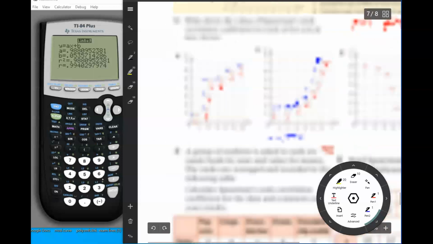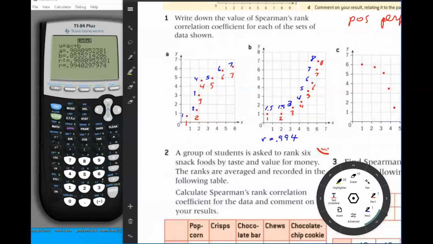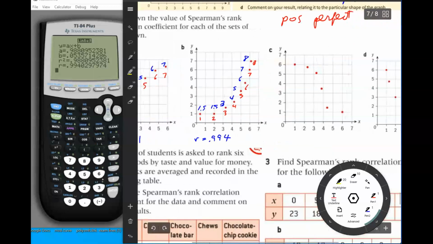Does it ask us to comment on it? No, it just says to write down the correlation coefficient. So the first one would give me R equals 1 because it's perfect, right? What about the second one?